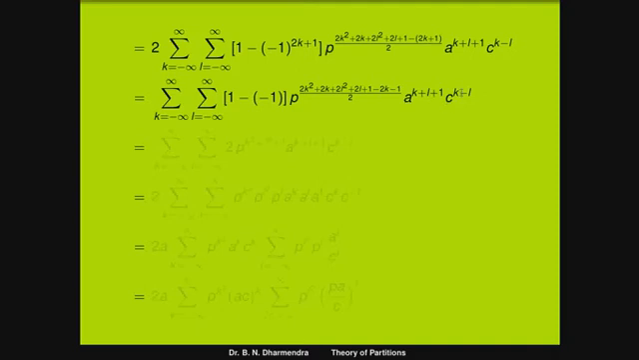Here also we can split the terms: a to the power of k and a to the power of l and a, and c to the power of k and c to the power of minus l. It can be rewritten as summation k running from minus infinity to plus infinity, l running from minus infinity to plus infinity, of 2 and p to the power of k square plus l square plus l, not 1, that is l, and a to the power of k plus l plus 1 into c to the power of k minus l.